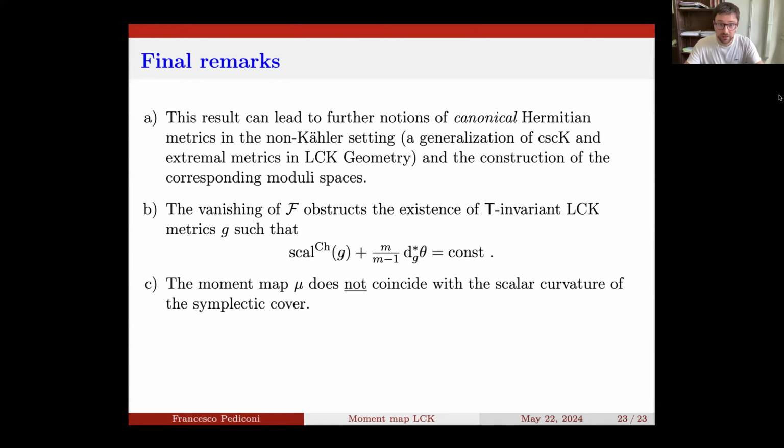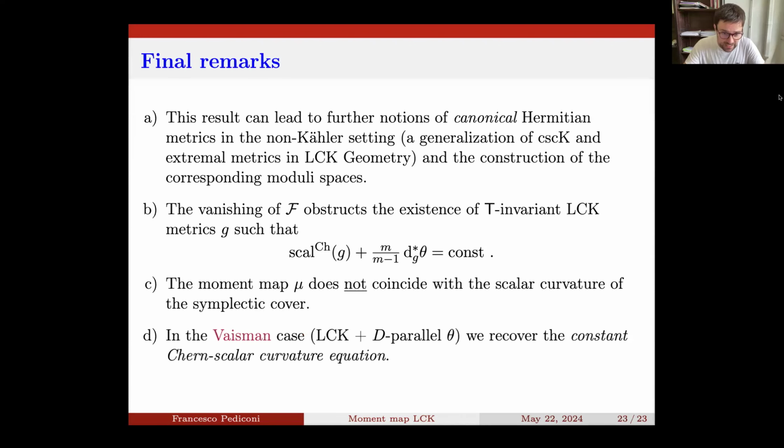And another observation is that even though we have a symplectic cover, one can ask whether this moment map that we found is nothing but the scalar curvature on the symplectic cover. Well, the answer is no. So this object mu that we found is not just something that leads to the scalar curvature on the symplectic cover, but it really encodes some geometry of the lcK manifold that you started with.